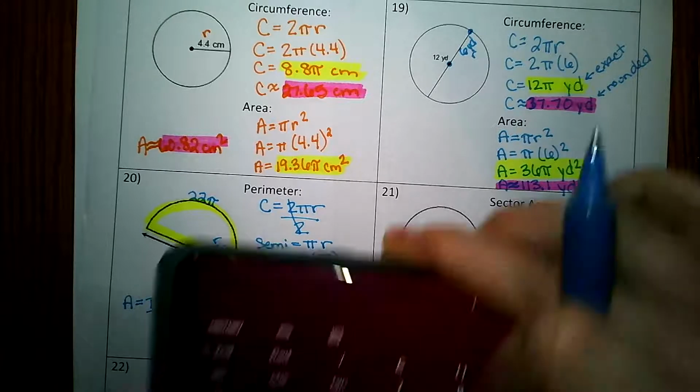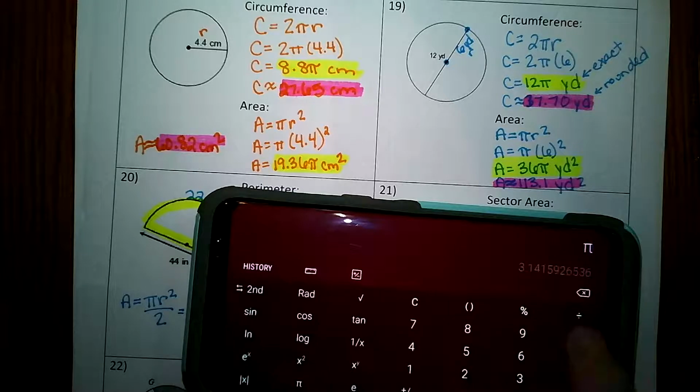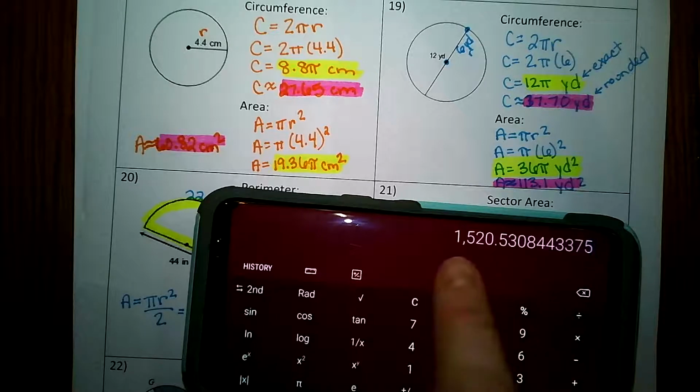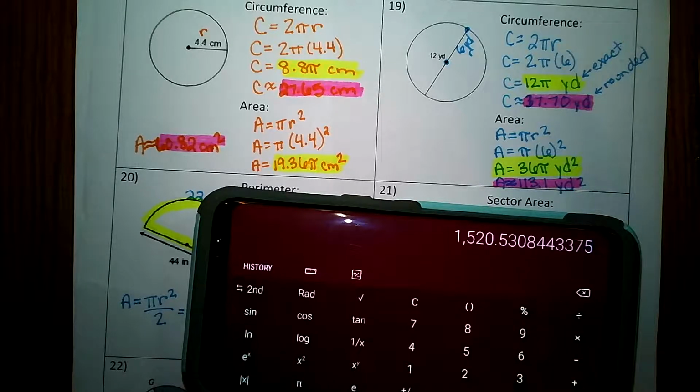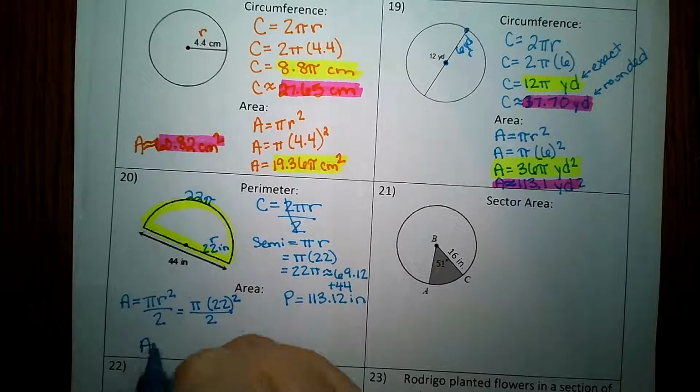Okay, I'm going to need to do a little bit at a time here. Pi times 22 squared. That's what squared looks like in my calculator. The numerator would be 1,520.53, and I want to take that and cut it in half, so divide by 2. I get 760.27.